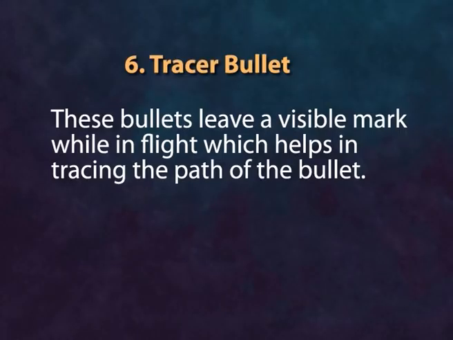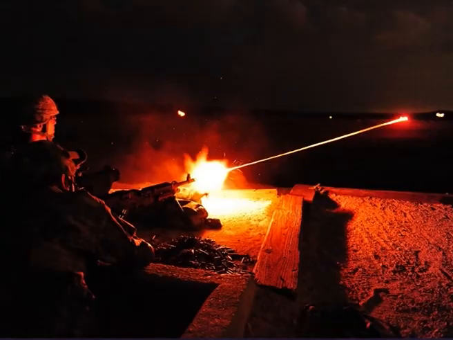Next is tracer bullet. These bullets leave a visible mark while in flight, which helps in tracing the path of the bullet. They look like a ball, but the rear portion of the core is removed and the empty space is filled with a mixture of barium nitrate and powdered magnesium along with strontium nitrate to add red color to it. A flash of propellant ignites this chemical mixture. The mixture burns and sheds red spark during its flight.